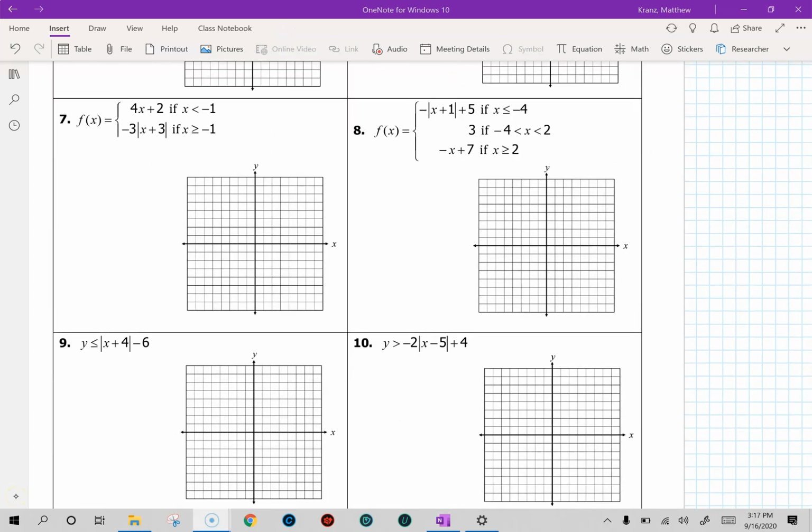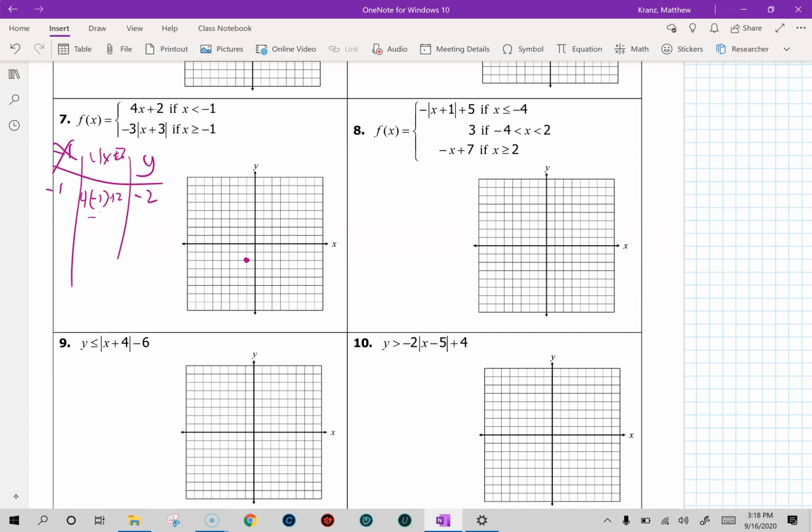So number 7 is a piecewise function. All right, so we don't have to worry about vertexes too much. We can just go ahead and graph this like normal. Right? So 4x plus 2 when x is less than negative 1. So we can use our t-table and put a negative 1 in there. And we have a 4x plus 2. So, oops, sorry, this is my x, this is my y. I have a negative 1. So 4 times a negative 1 plus 2. Negative 4 plus 2 is a negative 2. So negative 1, negative 2 is right there.